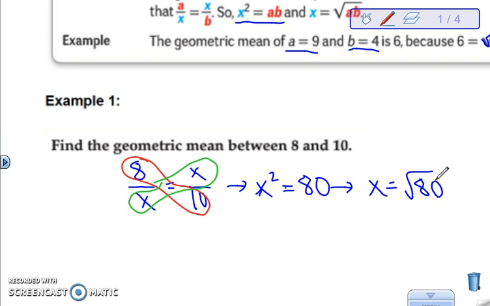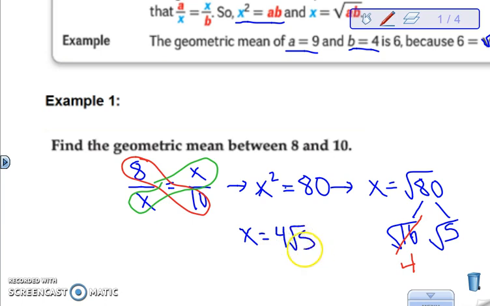And so we know from our previous video that we need to break this down. So if I'm thinking of numbers that have square roots that multiply to 80, I know that 16 times 5 would give me 80. Square root both values. We know 16 would square root to 4. So our geometric mean is 4 square root of 5.